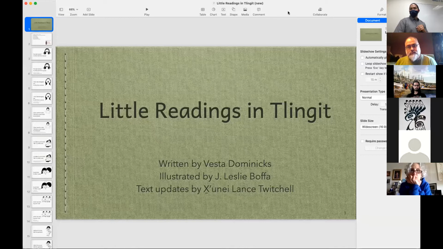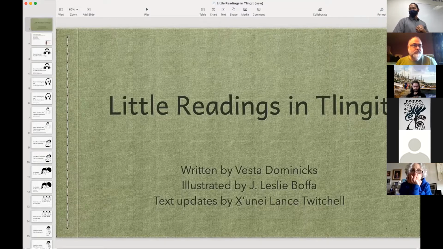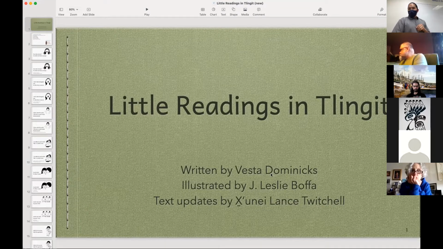And I thought a fun way to warm up would be looking at this text. Let me share it with the Zoom gang. And let me try and... Too many windows. Okay, there we go. So it's called Little Readings in Tlingit. Let me rearrange my screen here. Hold on. I can't remember which direction goes which way. So I'll pull some things over here and hide myself.